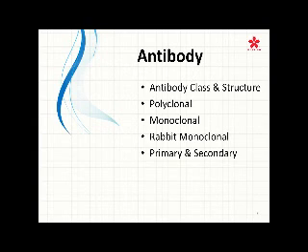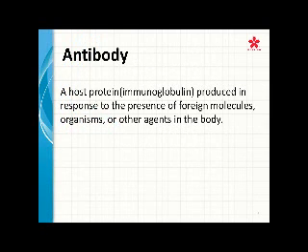So going into antibody, we are going to break it down into antibody class and structure, and we're going to go over what specific antibodies there are: polyclonal, monoclonal, and then we're also going to review rabbit monoclonal, which are really common in the clinical laboratory today. We're also going to go over primary and secondary antibodies as they pertain to the detection systems.